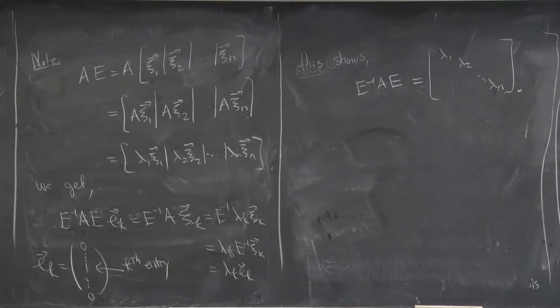So eigenvectors show you how to diagonalize. How do we use this for ODEs? So again, back to this question.